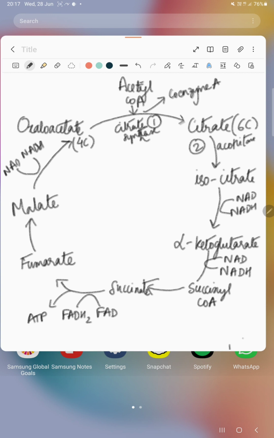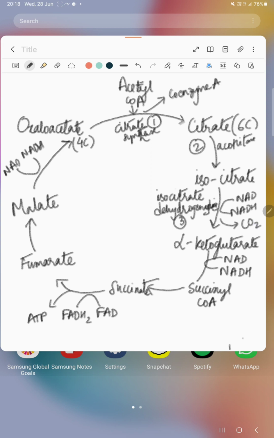Third step is when isocitrate is forming alpha ketoglutarate, and out here dehydrogenation is occurring. So it's occurring with the help of the enzyme isocitrate dehydrogenase. Just remember this process, dehydrogenation. This is the third step, and during this step carbon dioxide is released.